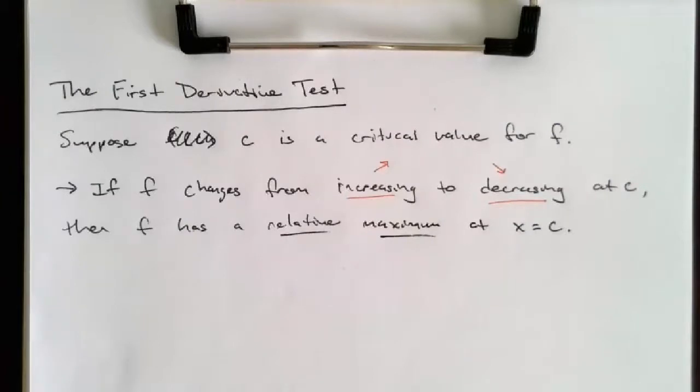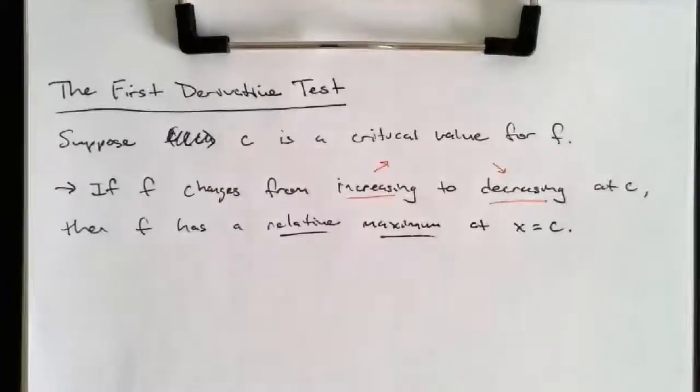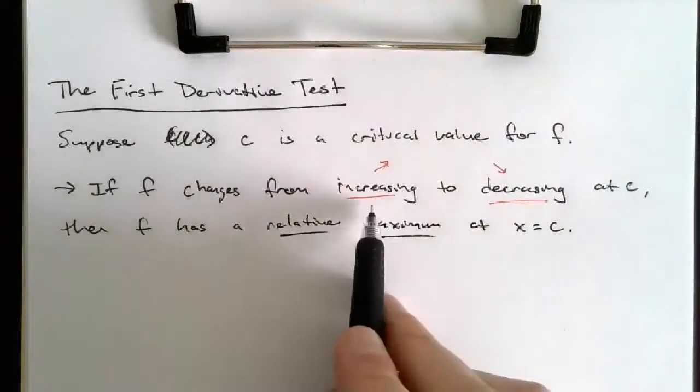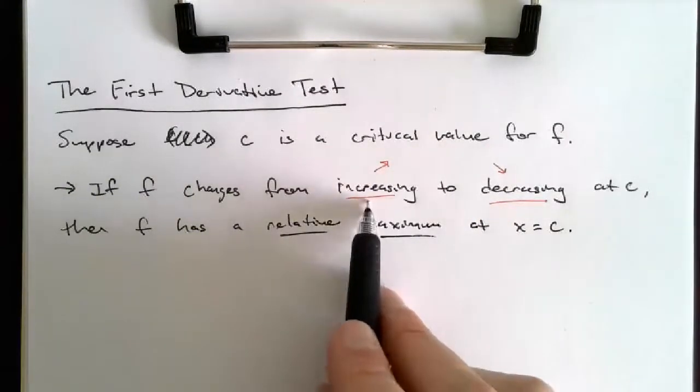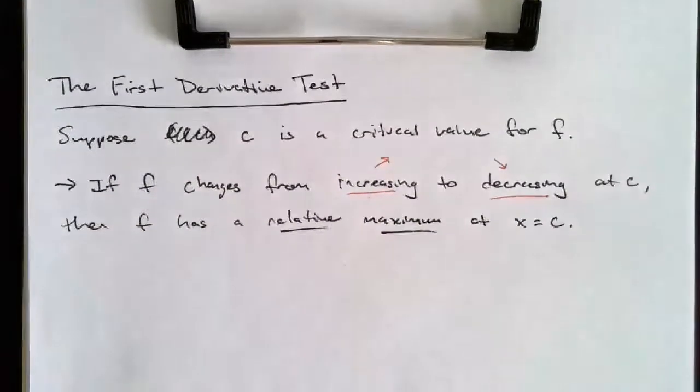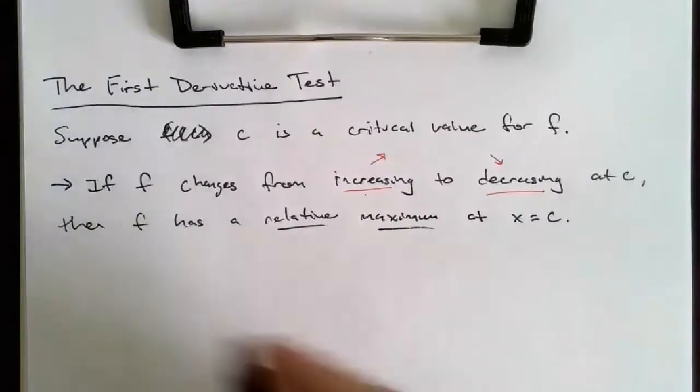We're going to talk about how you find this in a minute, but we are going to use the first derivative to help us. Because if we can find where f prime is positive, we know the original function is increasing. If I can find where f prime is negative, I know that's where it's decreasing. So that's how the first derivative test is going to help us do this.